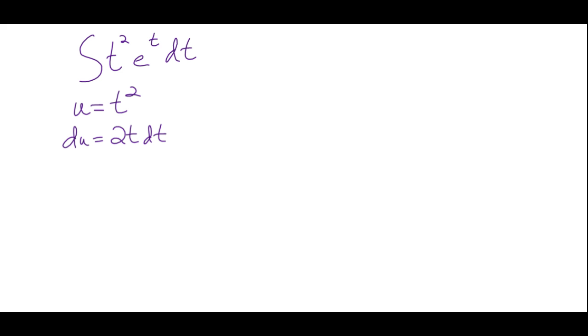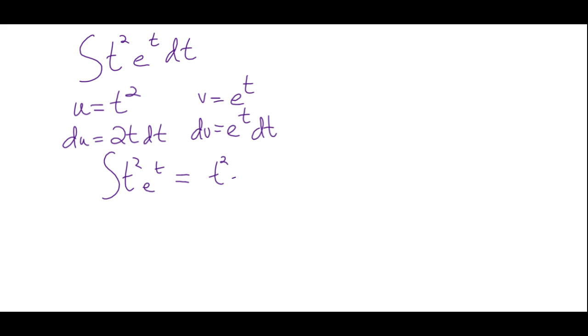Okay, what do we choose then? Therefore, dv is equal to e to the t dt. And what's v equal to? e to the t as well. Okay, so the integral of t squared e to the t is equal to u times v, right? We've already filled this in, so once we've got these 4 guys written down, we're just substituting into the formula, right? So u times v, so t squared e to the t, minus the integral of v, e to the t, times du, which is 2t dt.